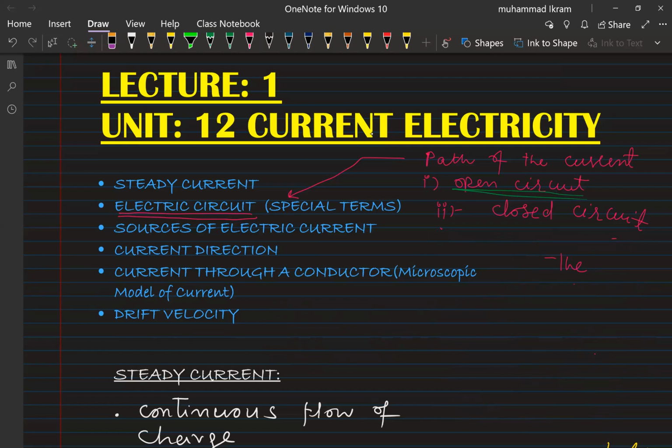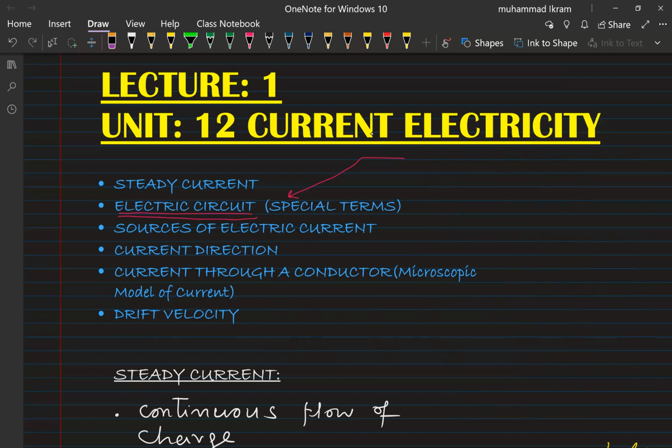So these are all about the electrical components of the circuit. The main story is that we have two kinds of electric circuits: the open circuit in which the path is incomplete, and the closed circuit in which the path is complete.